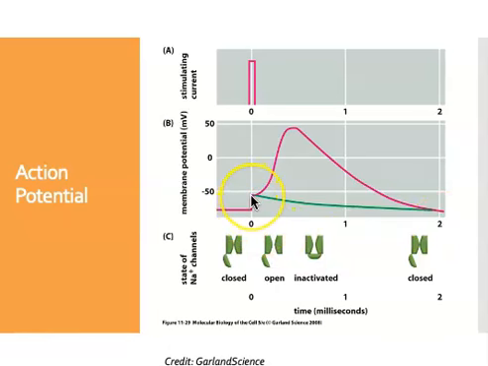We have to hit this first key threshold voltage, this threshold potential, for the sodium channels to open. If we don't, nothing really happens. If we do hit it, this happens. And this pink line, this tracing that you would get on a voltage meter, this is what we call an action potential.